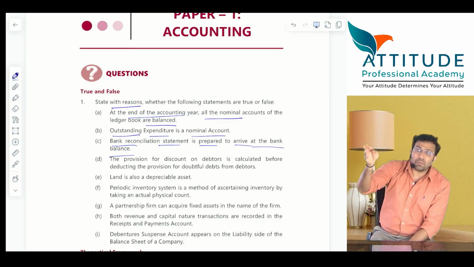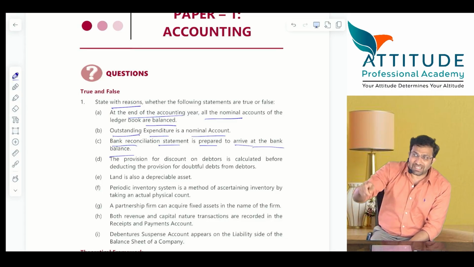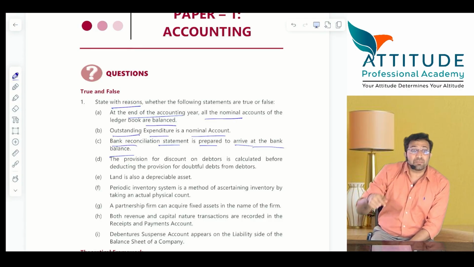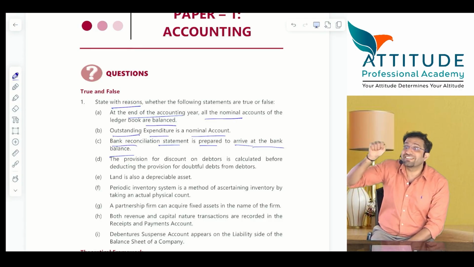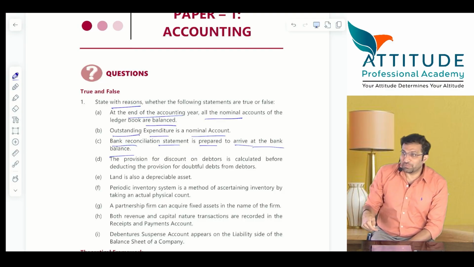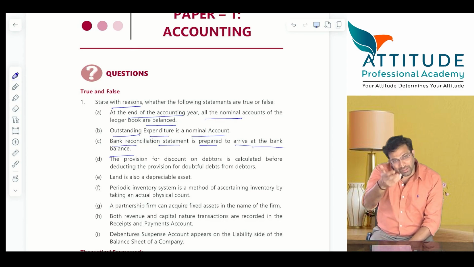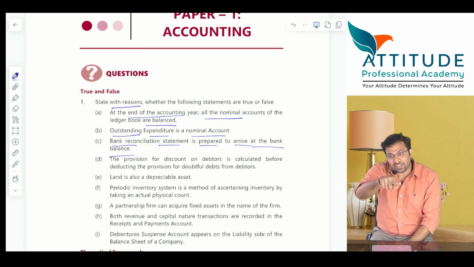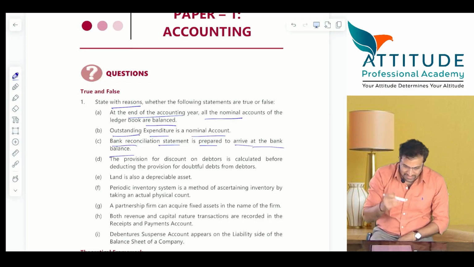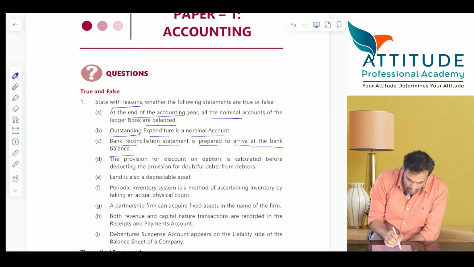Which bank balance will come in the balance sheet, you tell me? Will the balance as per passbook come in your balance sheet, or the balance as per your cash book? Corrected cash book. What cash book? The one which has been corrected, because you can also make an error. So after rectification only, we have seen in the bank reconciliation statement, we have done the corrected cash book. We take that corrected cash book balance and then reconcile. Is that clear? Next. Write the answer: false.